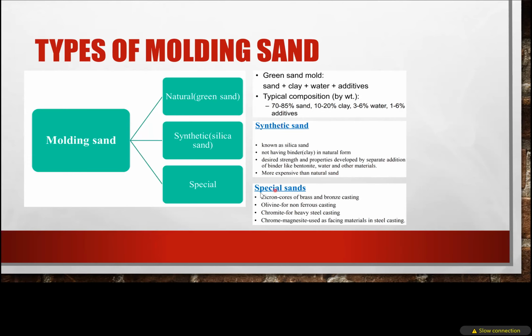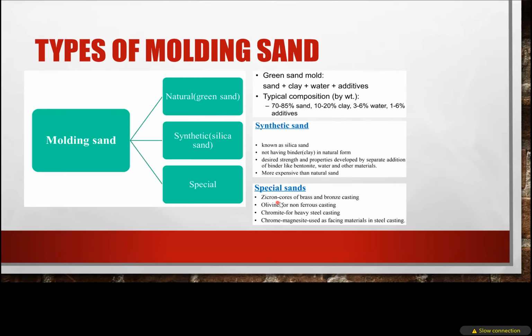Another category of sand is special sand. Special sands are zircon for the core of brass and bronze castings, olivine for non-ferrous castings, and chromite for heavy steel castings. Then chrome magnesite is used for facing metal in steel castings. These are the special sands.